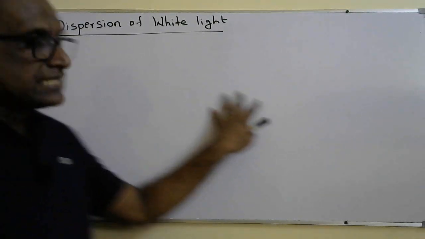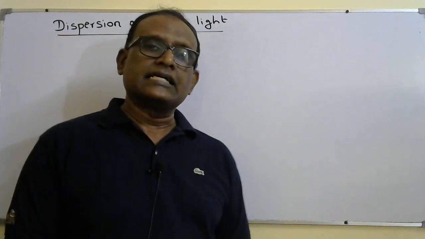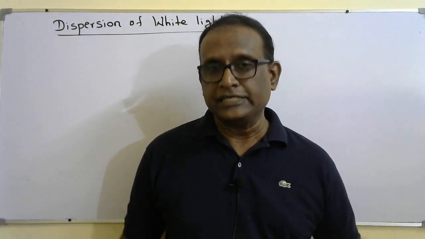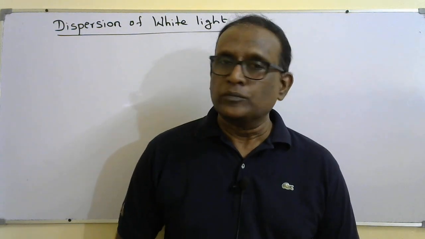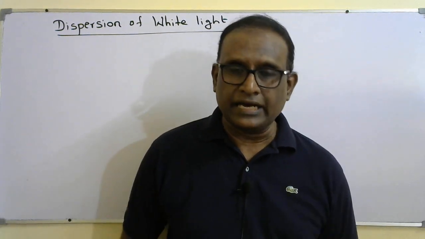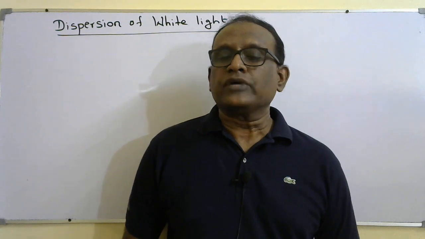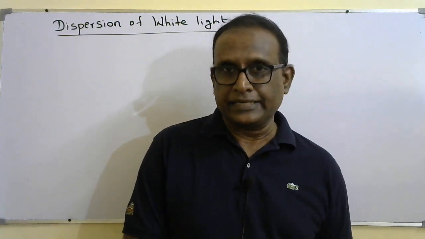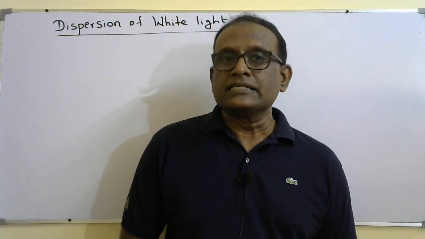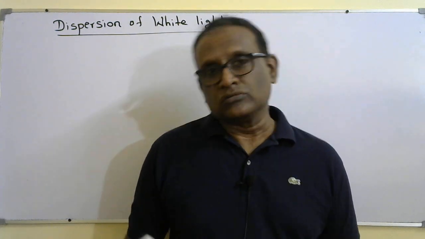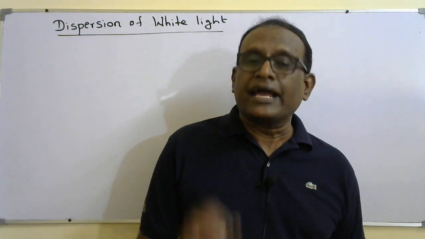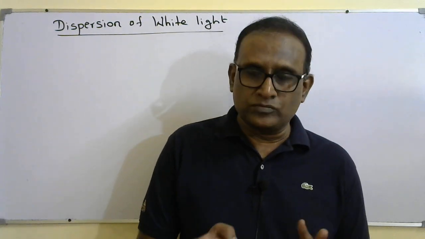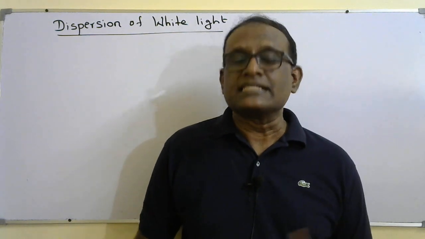Okay, next topic is dispersion of white light. White light consists of all colors from violet to red, VIBGYOR: violet, indigo, blue, green, yellow, orange, red, all the colors will be there. You know that the frequency of light never changes when it travels from one medium to another. In vacuum or air, we treat air and vacuum the same, and the speed of light is the same.